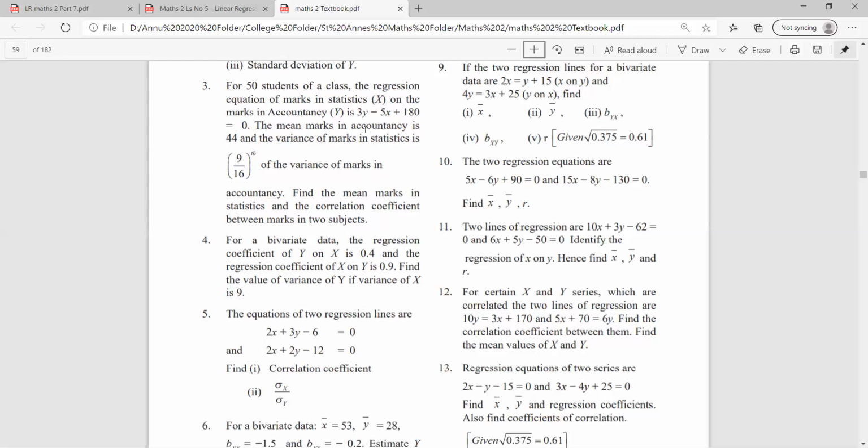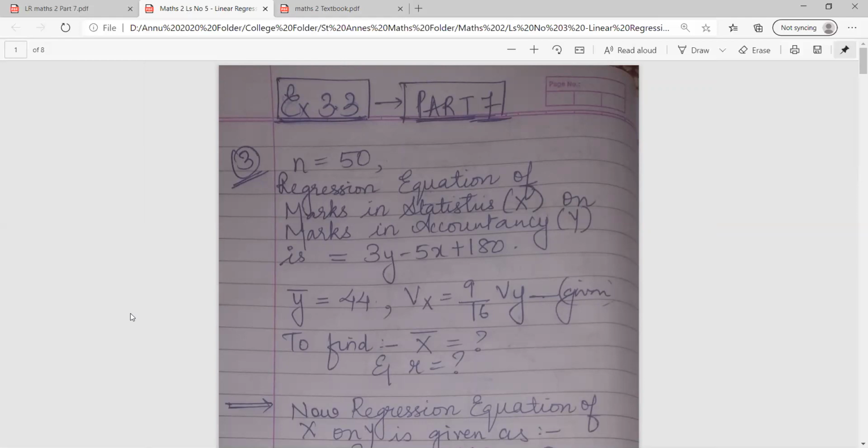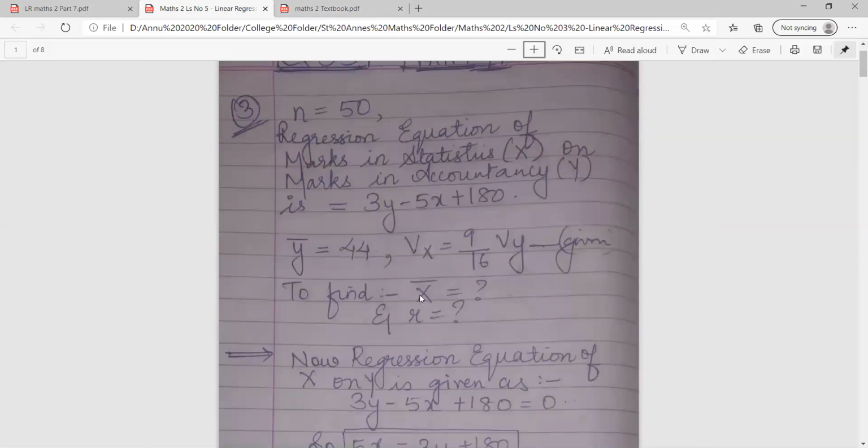So y bar is given to be as 44, sorry, y bar, because accountancy is represented as y. And v of x, that is variance of marks in statistics, is equal to 9 upon 16th of variance of marks in accountancy, that is v of y, is also given. We have to find out the mean marks in statistics and correlation coefficient between marks in two subjects. So that means they are telling us to find out x bar and correlation coefficient, that is small r. So as you can see, everything which I mentioned is written over here, class.